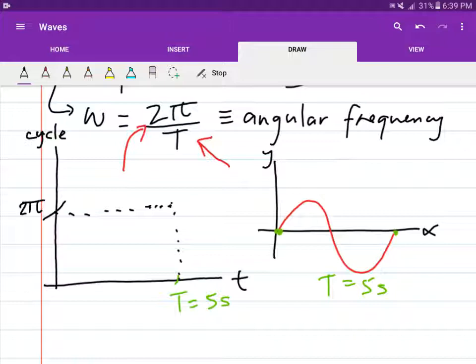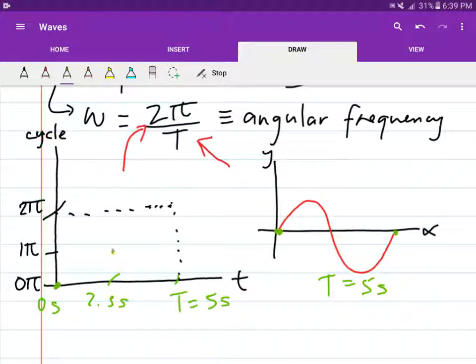So if we take half of the period here, let's say 2.5 seconds, it will be 1 pi. If we start from 0 seconds, the wave hasn't even completed one cycle yet, so 0 pi.